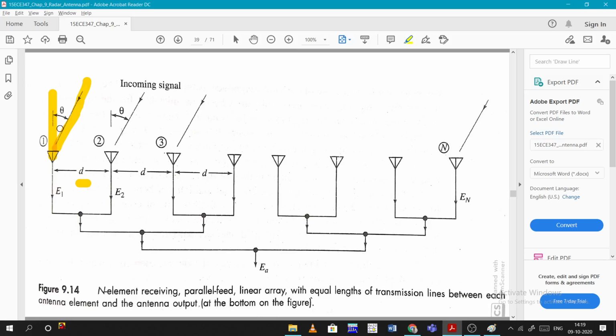We need to measure it like this. This is the total voltage, that is EA. That will be divided. Basically, the incoming signal will be E1, E2, E3, and so on, En. Those voltages will be summed up, and the entire thing will be summed at this point. So this is called an n-element receiver, parallel feed linear array, with equal lengths of transmission lines between each antenna and the antenna output.